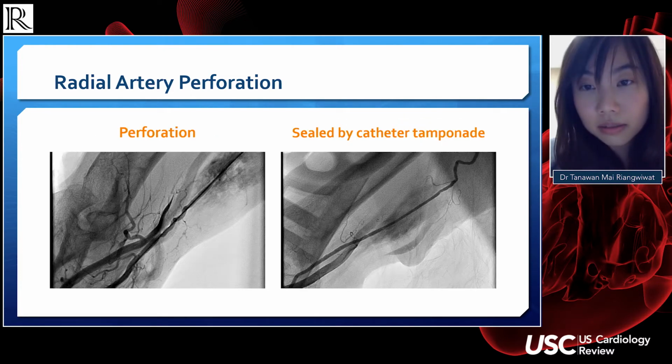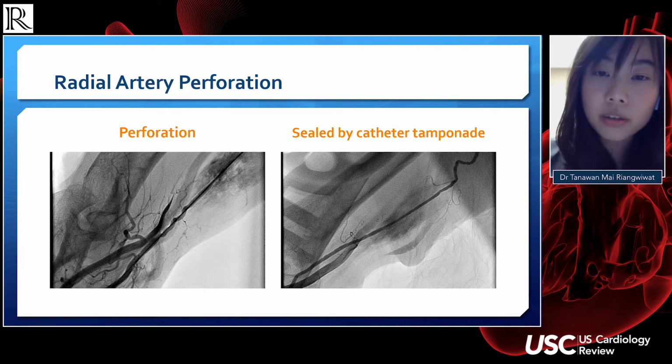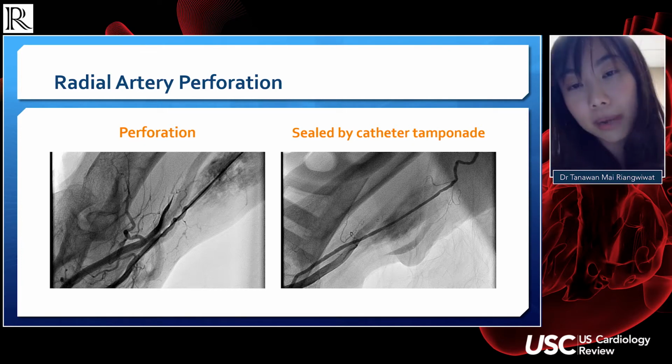And this is the picture of the perforation complication. In the picture on the left, you can see the perforation, but the wire was able to pass proximally. So after the procedure, the catheter has sealed off that perforation.